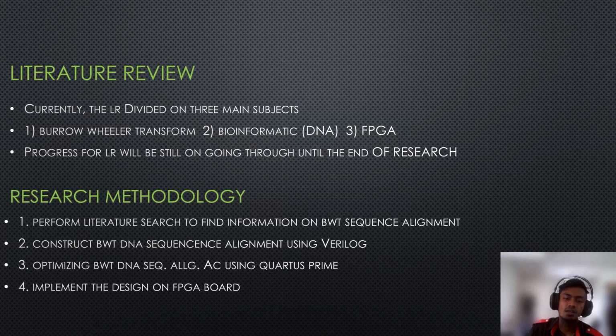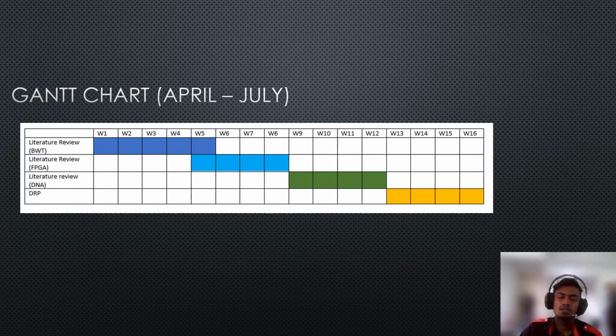And then lastly, if all the design is okay, we will implement the design on an FPGA board. Then we will see how the Burrows-Wheeler transform reads the eDNA in terms of speed, in terms of accuracy, in terms of complexity. We will compare them to the other methods. Then this is for now.